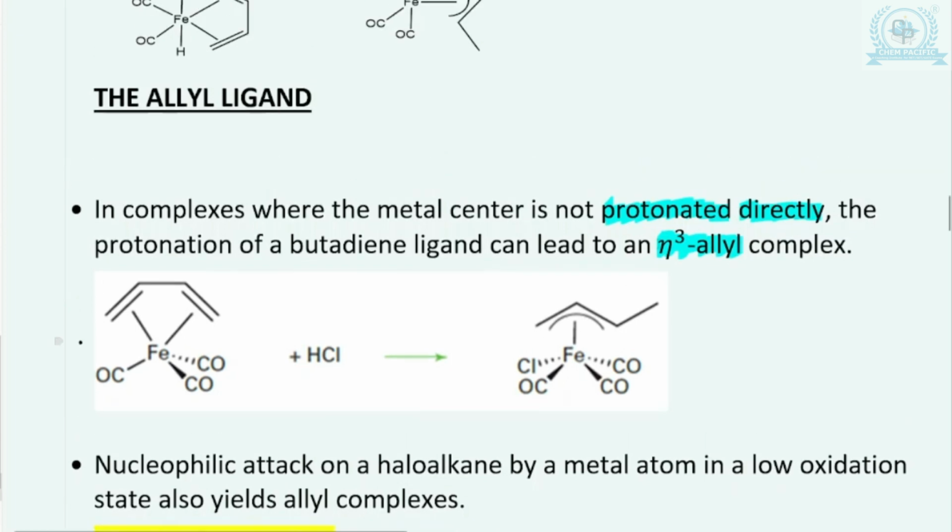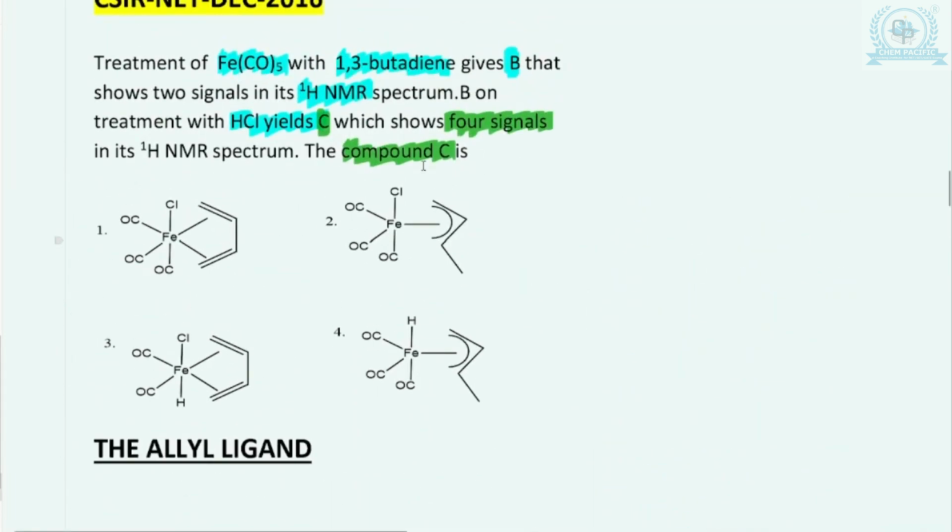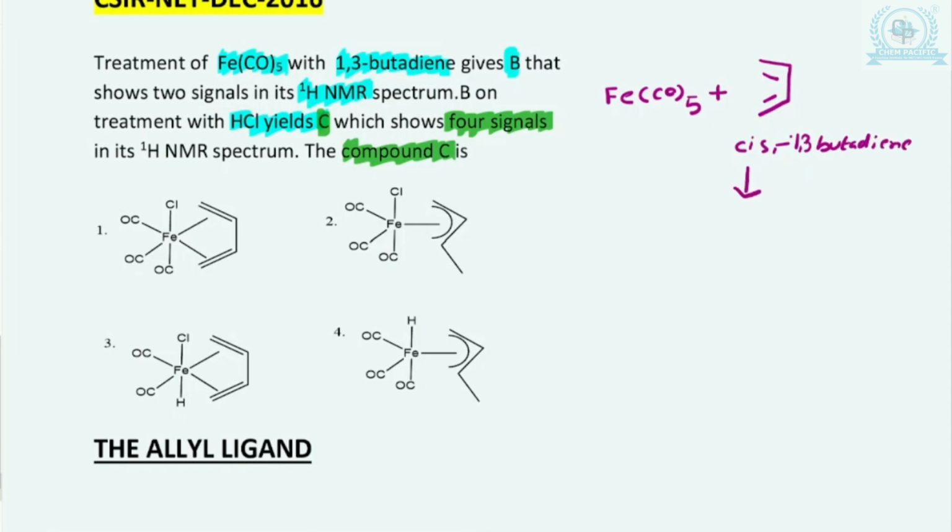Now this must be known to you that Fe(CO)5, first of all, CO is a 2-electron donating ligand. It must be reacting with cis-butadiene, 1,3-butadiene. So this must be in the cis form. This is resulting in the formation of B. यहाँ तक सबको पता है.